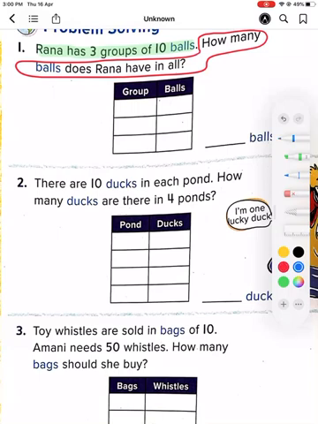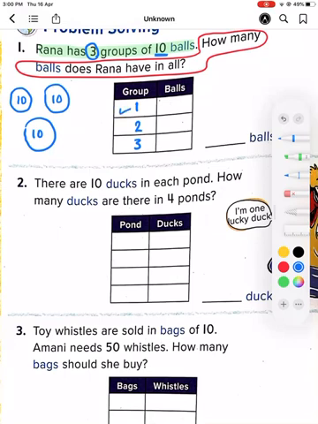First things first, we will write number of groups. They said 3 groups, so 1, 2, and 3. Now, in each group we have 10. So in that case, look, I have this group, I have 10 balls. In this group I have 10 balls, and in this group I have 10 balls.